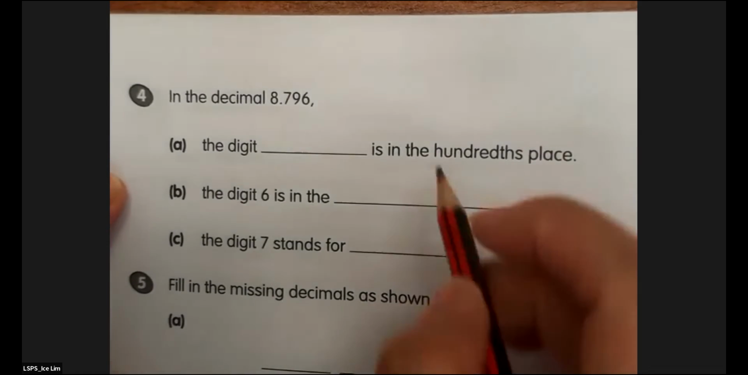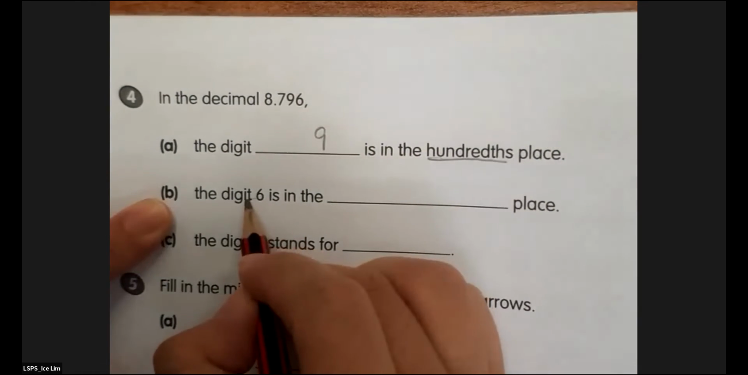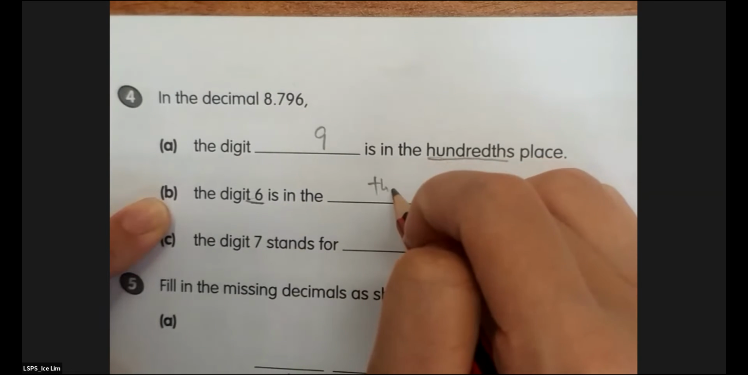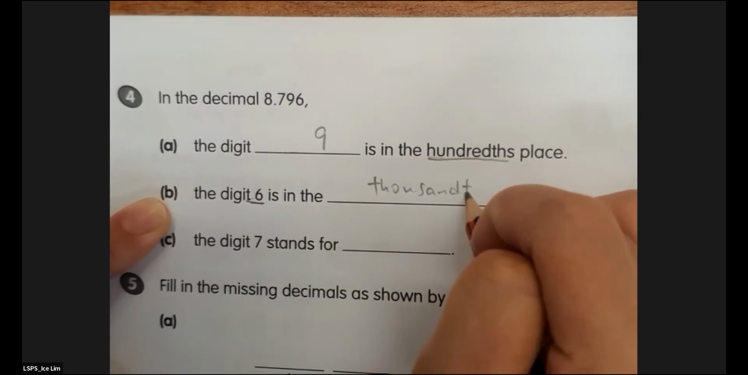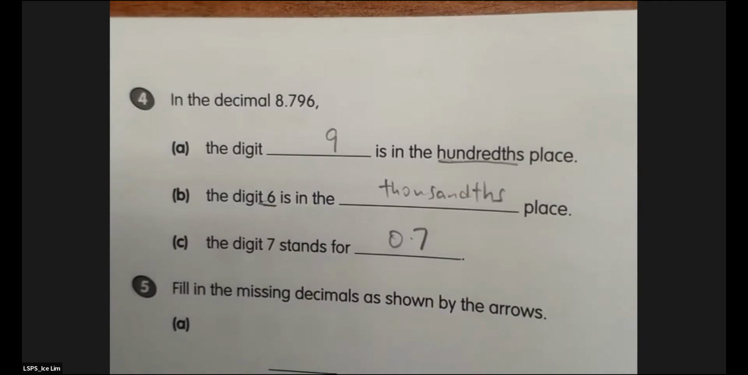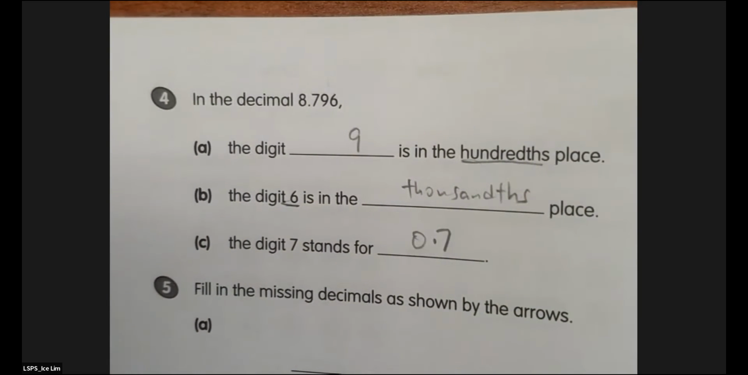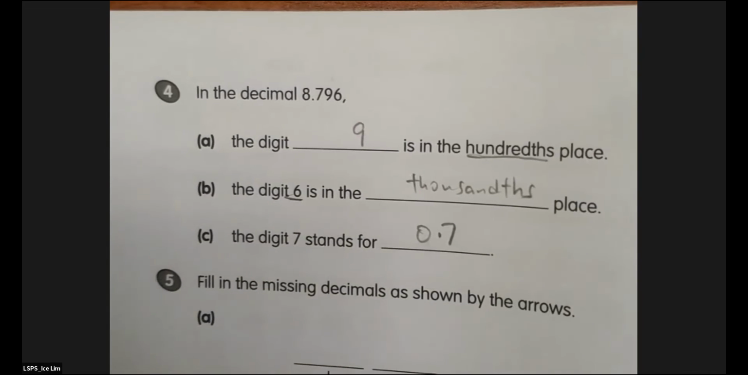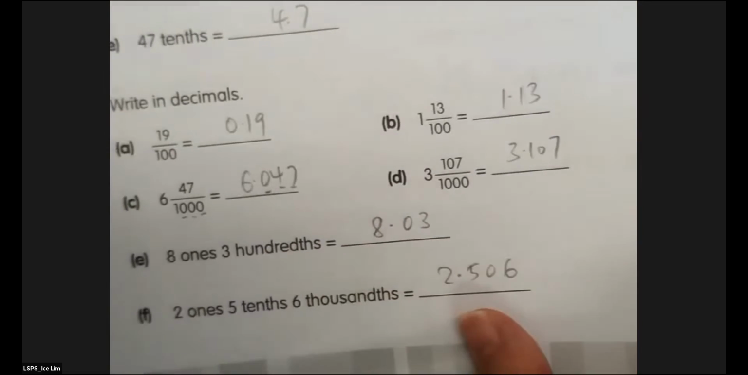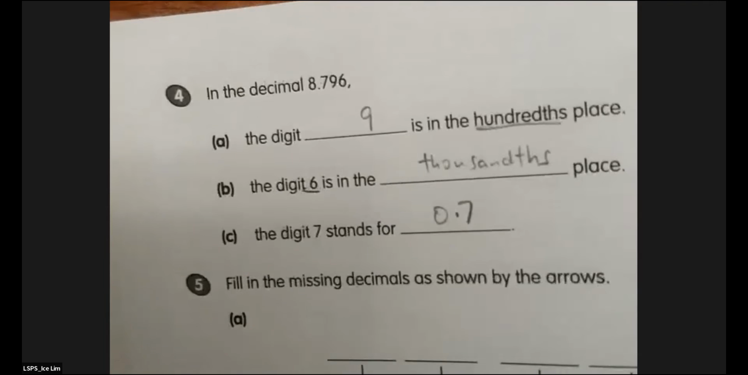8.796. The digit in the hundreds place is 9. The digit 6 is in the thousands place. And the digit 7 stands for 0.7. Okay? All right. Correct. So these are the basic items that you need to work on and ensure that you got correct. If you did not get them correct, please do your corrections immediately. Okay, next. Then we move on to today's task.